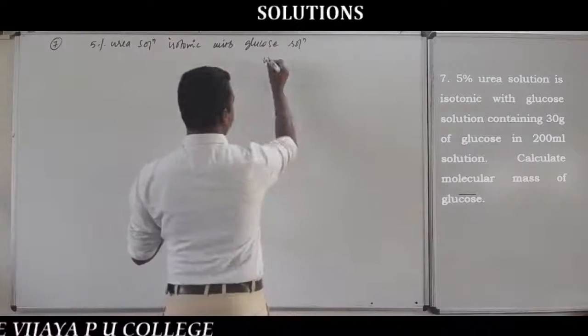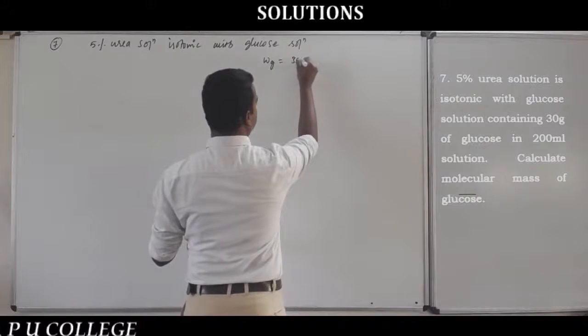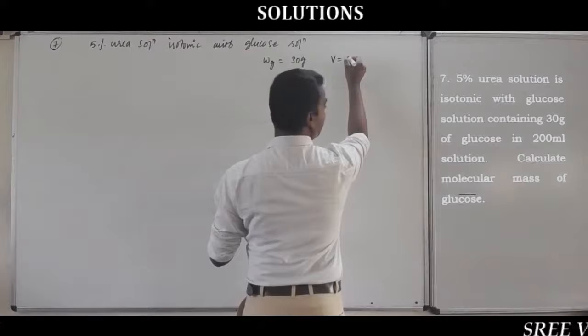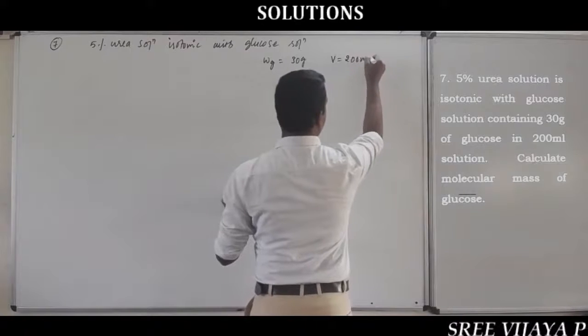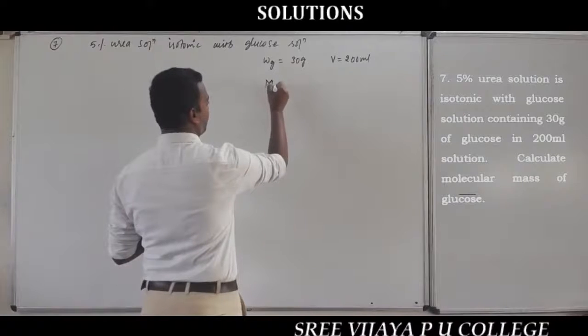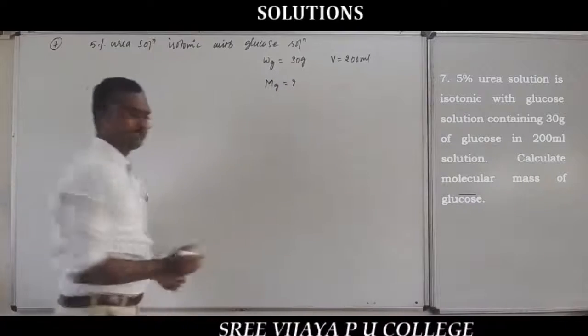So Wg, the mass of glucose, is equal to how much? That is 30 gram. Then the volume of glucose solution, V, is 200 ml solution. So what you have to calculate? The molecular mass of glucose you have to calculate.